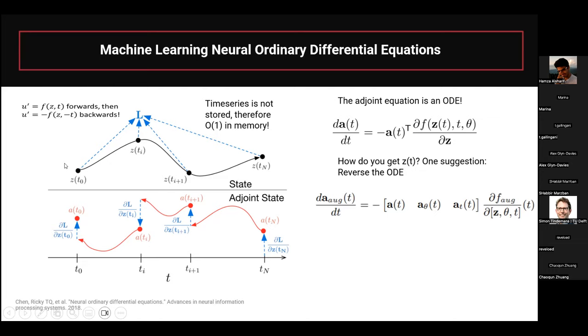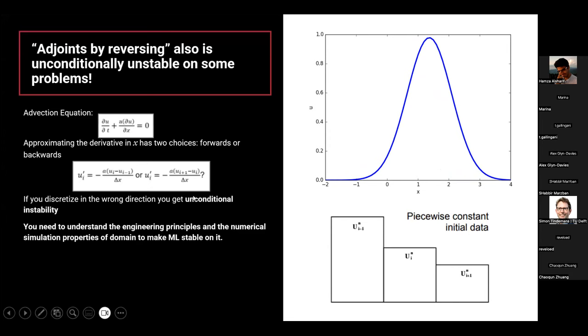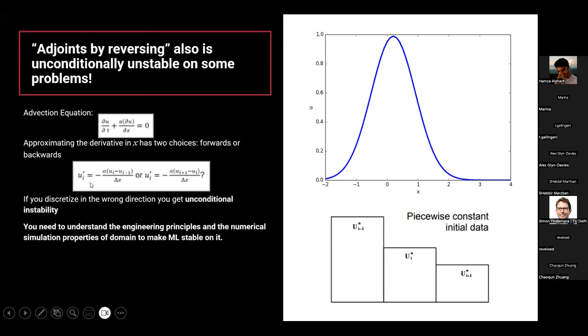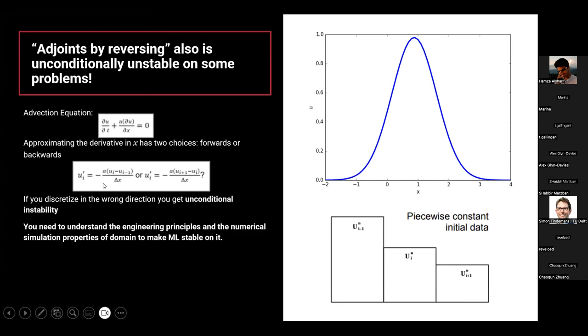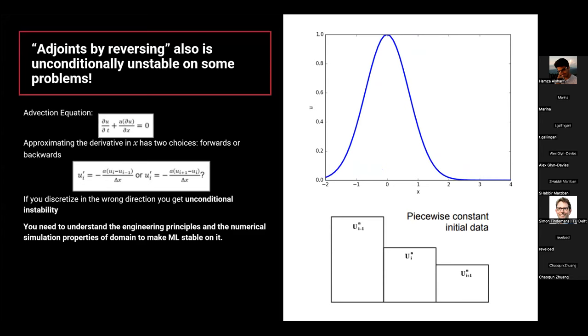But for this type of equation, if I do upwinding going forward, so if I chose this form of the ODE going forwards, and then I naively say, okay, now I just reverse the equation, you will actually have had to reverse the directionality of the information. Otherwise, your gradient information is unconditionally unstable.